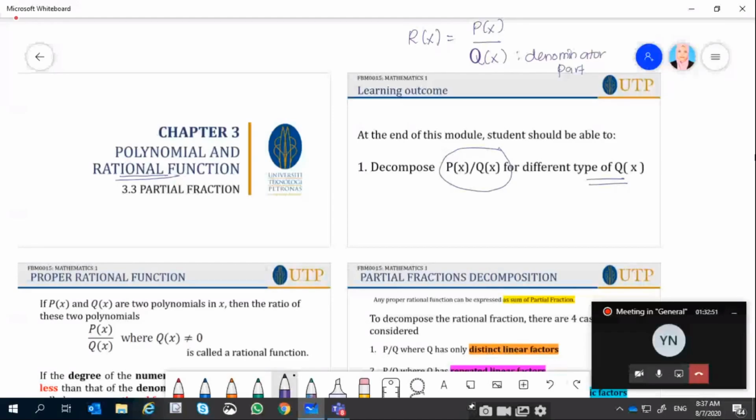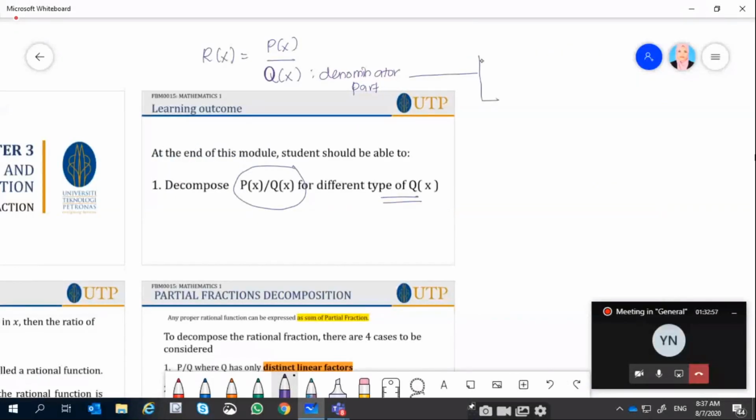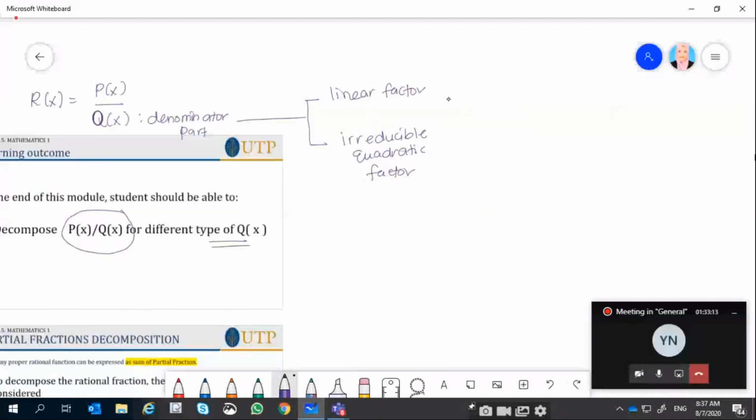At the denominator part, you have to identify whether it is a linear factor or an irreducible quadratic factor. For a linear factor, the general form we can write is AS plus B, and for an irreducible quadratic factor, AS square plus BS plus C.